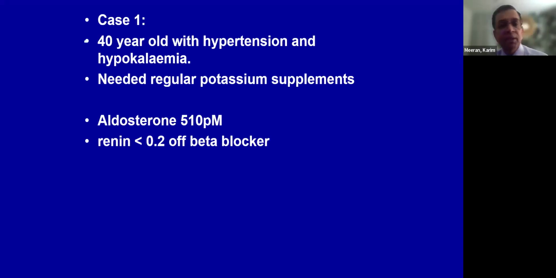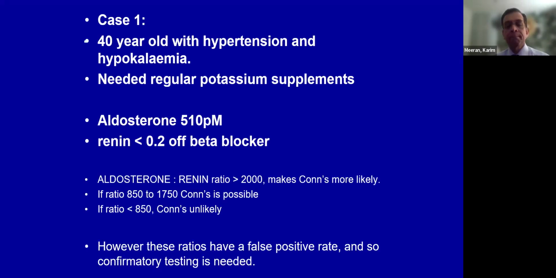So back to this patient, hypertensive, he's actually on potassium and he's got a high ratio, I'll show you there, Aldo 500, suppressed renin, reading off a beta blocker. So this confirms Conn's syndrome. And here's the rules. If it's more than 2,000 ratio, it makes it likely. If it's less than 850, it's unlikely. But there is always a false positive and a false negative rate.